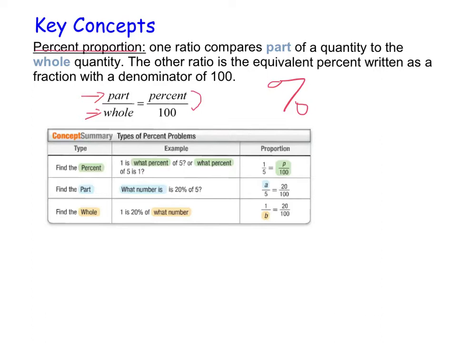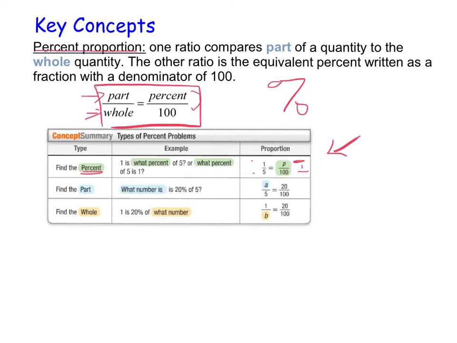Now here's this little concept summary. I hope you did get this copied in to your notes. If you didn't, go ahead and get that in right now. If it asks you to find the percent, for example, 1 is what percent of 5, or what percent of 5 is 1? Those are some examples that they would ask you. This is the type of proportion you would set up. 1 is the part, the whole is 5. We're looking for that percent, so we put a P over 100 using this proportion here.